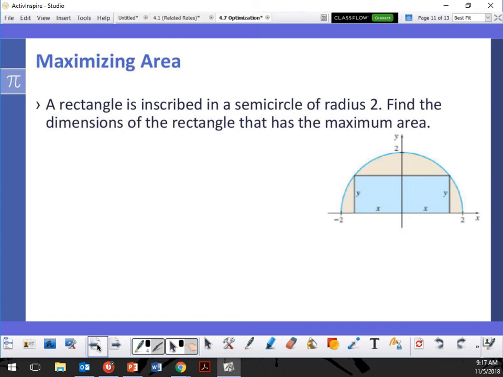So, if I'm doing the area of the rectangle, I know that area will equal what? 2xy. Very good, 2xy.